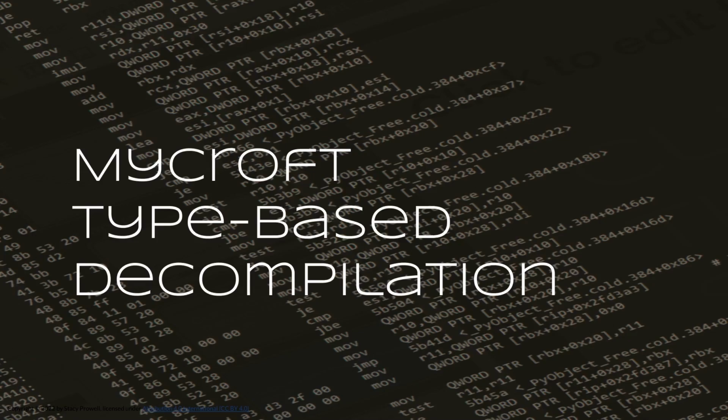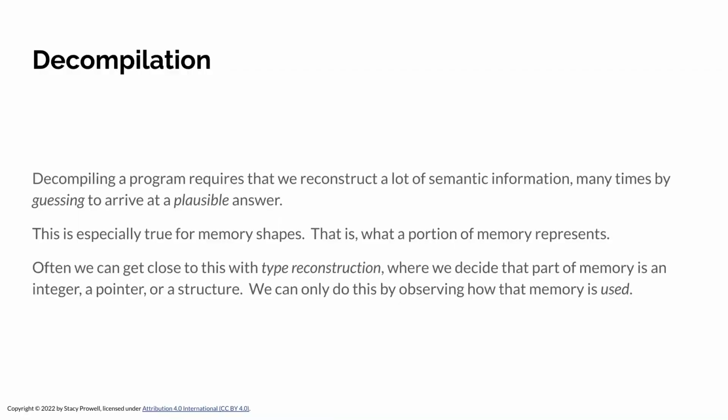All right, with all that out of the way, let's talk about type-based decompilation. Decompiling a program requires that we reconstruct a lot of semantic information. And a lot of times the way we do this is by guessing. We say, well, I think it's plausible that this is true. And then we can look for ways to refute that.